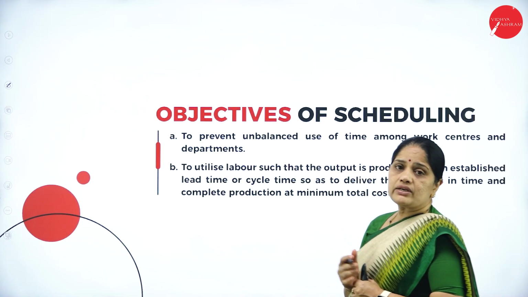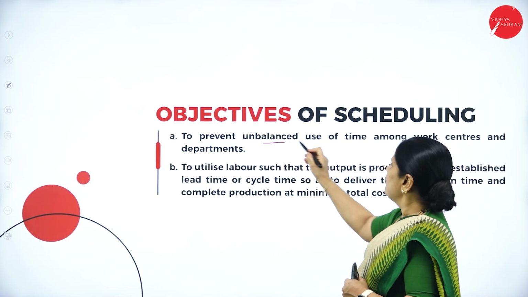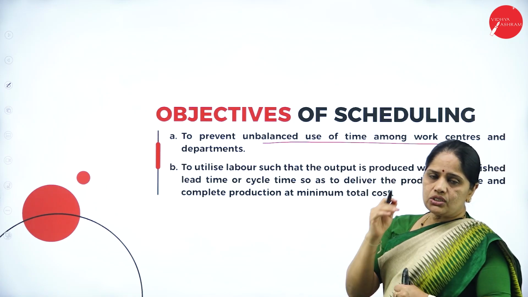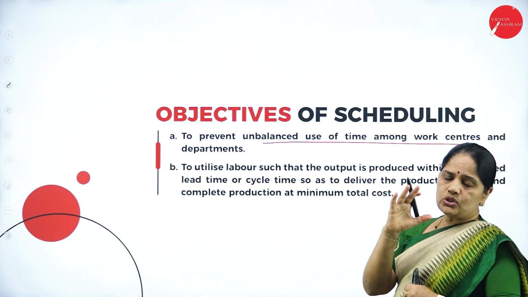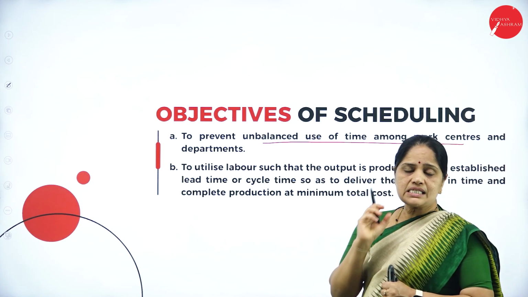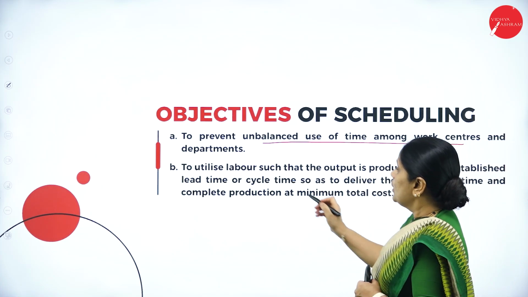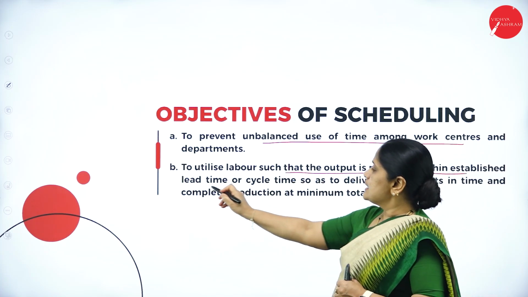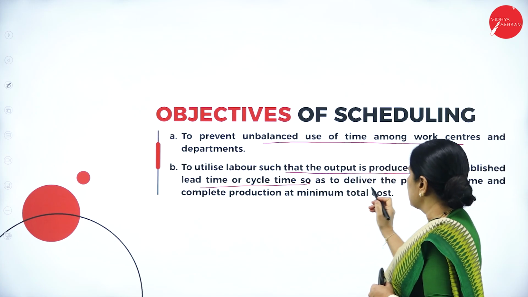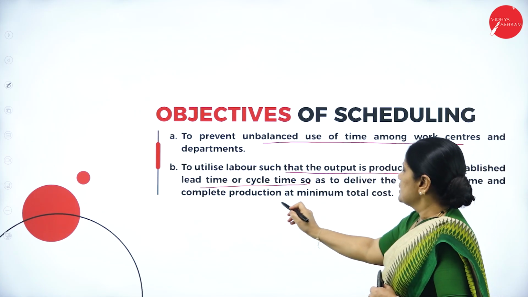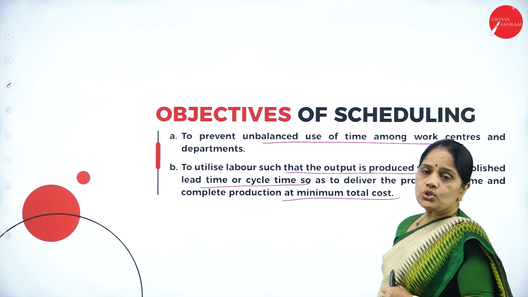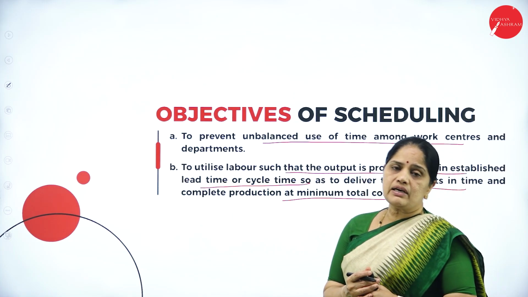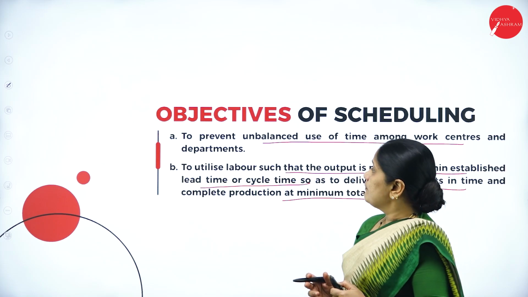What are the objectives of scheduling? To prevent unbalanced use of time among the work centers. So you fix a standard time to see that the product gets ready within the standard time, to utilize labor such that the output is produced within the established lead time or cycle time, to deliver the products at the minimum total cost. So we have to see that the products are delivered efficiently and effectively.